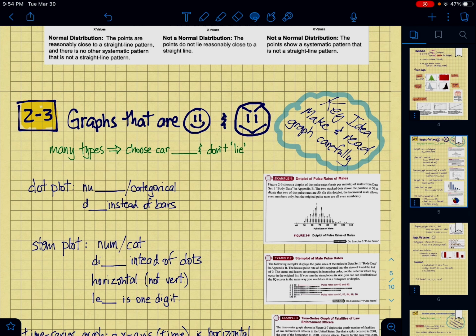All right, here we go. 2, 3. Graphs that help and graphs that don't help. Playing a little samba in the background, a little jazz. Hopefully it makes the stats go down easier. We'll bring down Gilberto here just a little bit. All right.